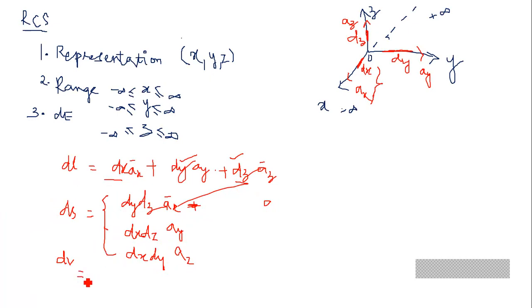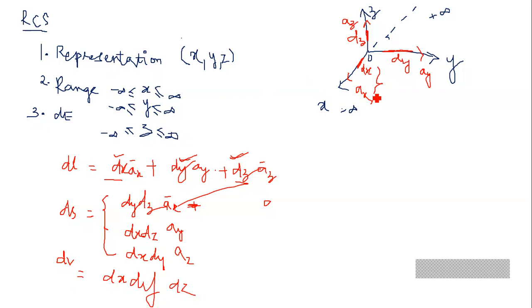Then coming to the volume, you should multiply these three elements dx, dy, and dz. Then you will get an output like this: dx dy dz. That's it, done with your rectangular coordinate system. Once again, I'm just recalling the things. In the rectangular coordinate system, you should first remember three things: representation, range, and differential element. Representation is x, y, z, and the range for x, y, z is from minus infinity to plus infinity. From this figure, I have written the equations for dl, ds, and dv.